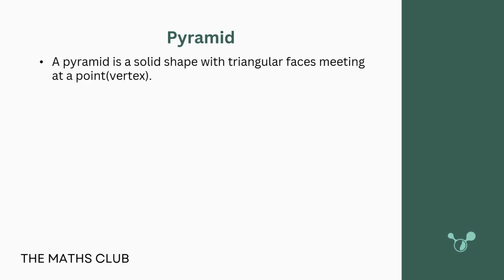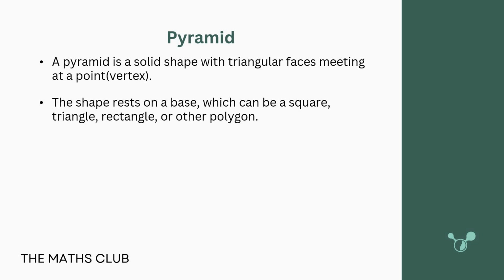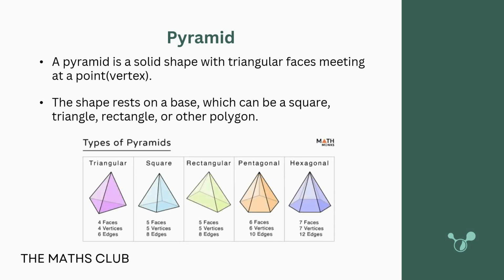But a pyramid is a solid shape with triangular faces meeting at a point. What point is that? The point is called the vertex. The shape rests on a base, which can be square, triangular, rectangular, or other polygon. Most of the pyramids that we see, I stand to be corrected, but I think it is maybe square or triangular, one of the two.